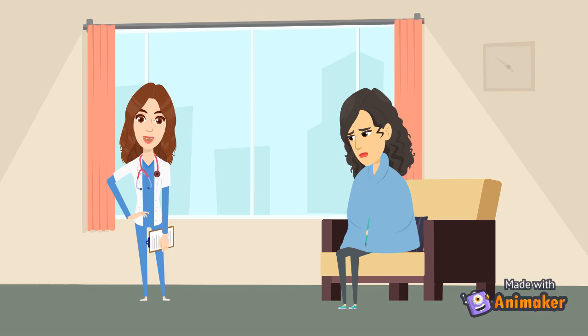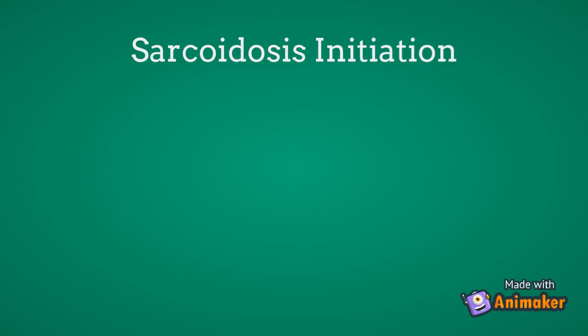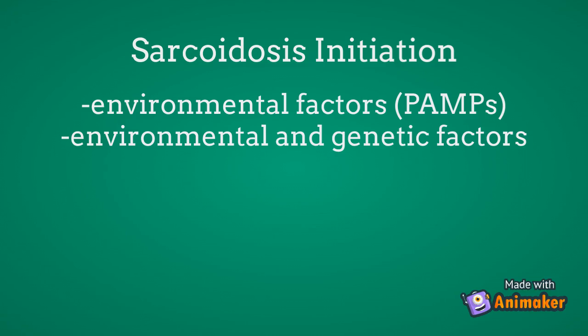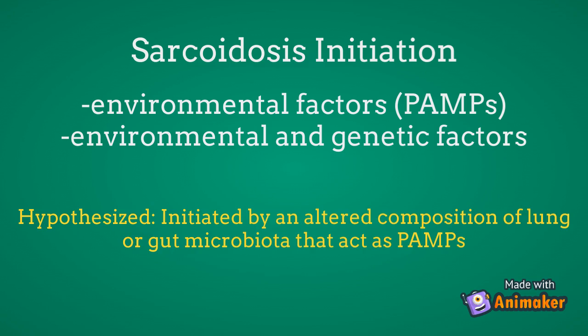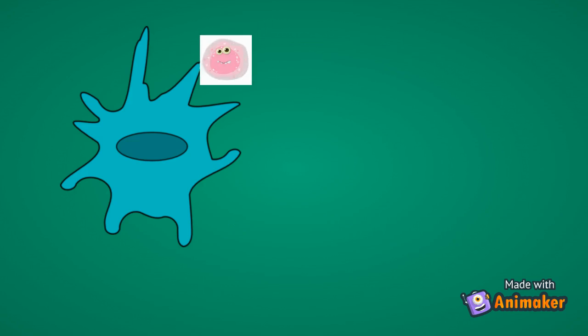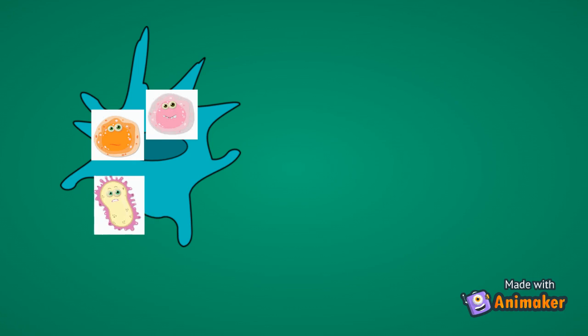Okay, let's start putting all the pieces of sarcoidosis together now. Sarcoidosis is initially initiated by either environmental factors alone or environmental factors interacting with genetic factors that initiate the innate immune response. It is hypothesized that sarcoidosis is initiated by an altered composition of lung or gut microbiota that may act as a source of PAMPs. In sarcoidosis, macrophages are unable to eliminate the infection through phagocytosis, which leads to pathogen containment.